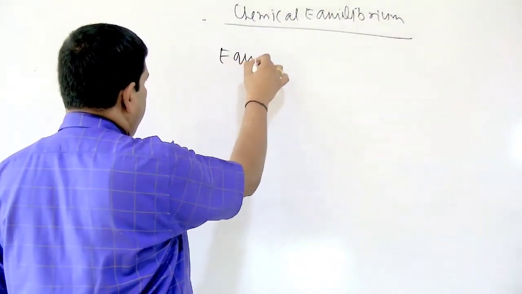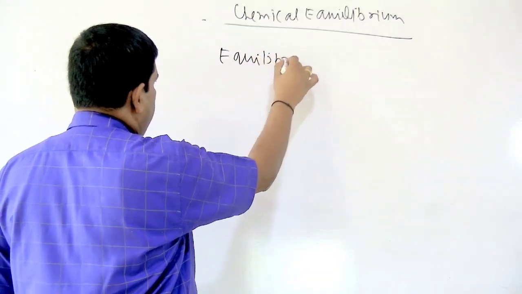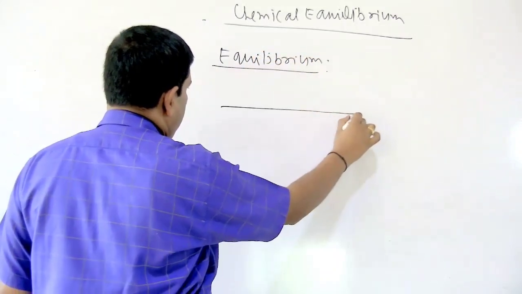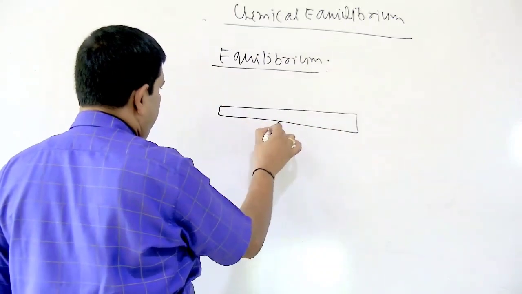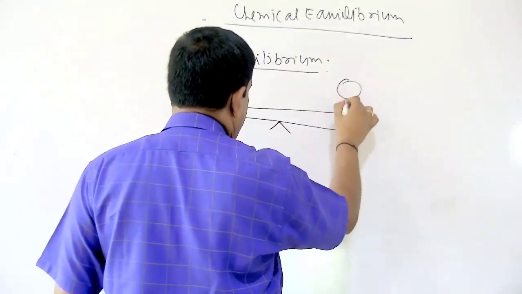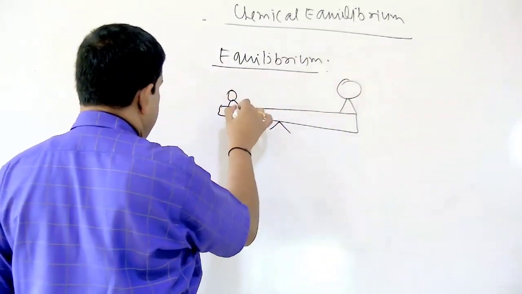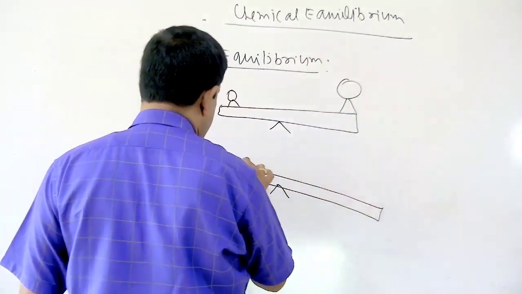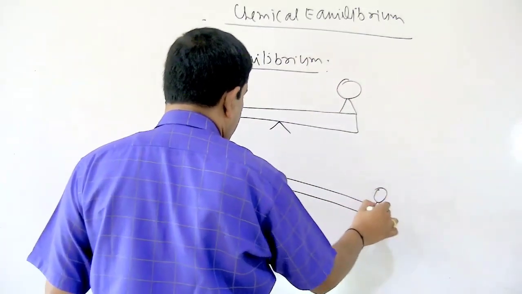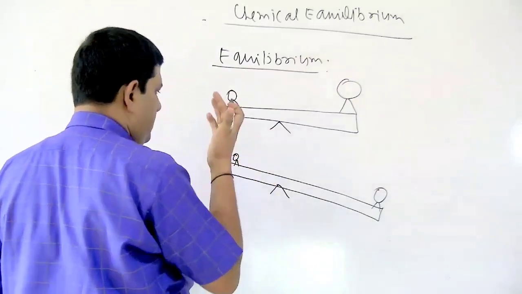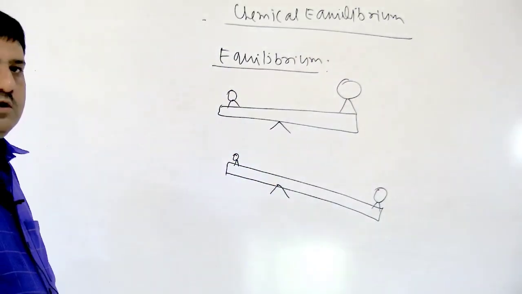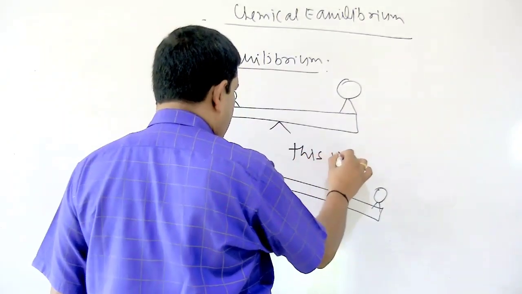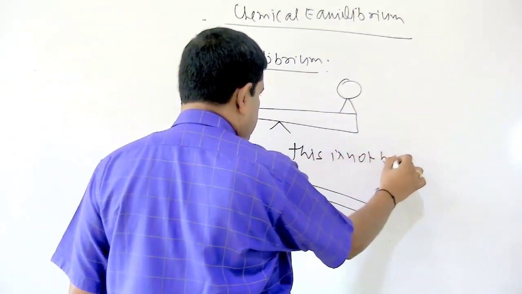What is equilibrium? In the early ages of your life, you have played a seesaw game, where a heavier person is sitting on one side and a lighter person is sitting on the other side. So the seesaw will bend towards the heavier person, and the lighter person will lift up in the upward direction. So this is not balanced.